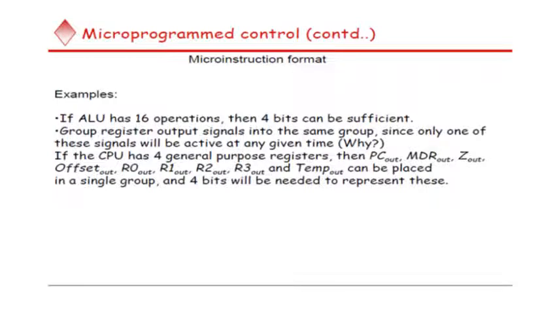Let us have an example. If the ALU has 16 operations, then 4 bits can be sufficient. Group the register output signals into the same group since only one of the signals will be active at any given time. Can you guess why? If the central processing unit has 4 general purpose registers, then PC out, MDR out, Z out, offset out, R0 out, R1 out, R2 out, R3 out and temporary out can be placed in a single group, and 4 bits will be needed to represent these.